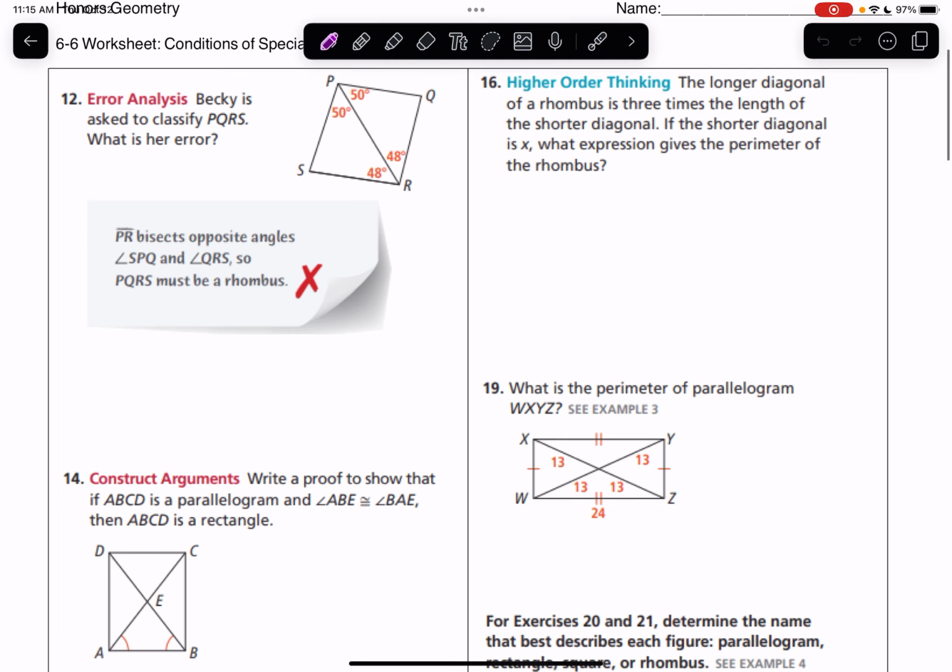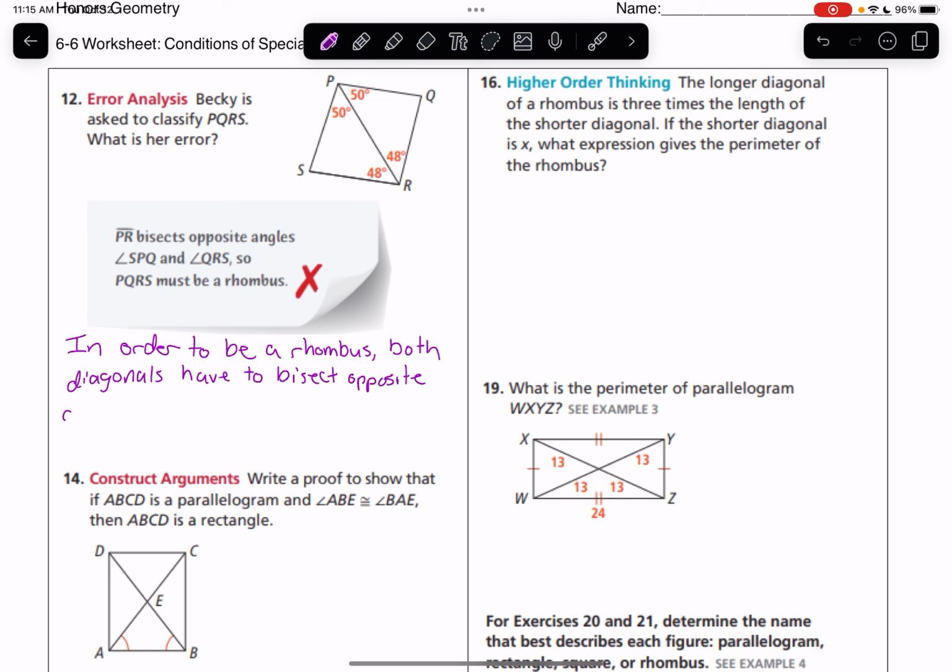So how do we write that? We say, in order to be a rhombus, both diagonals have to bisect opposite angles.